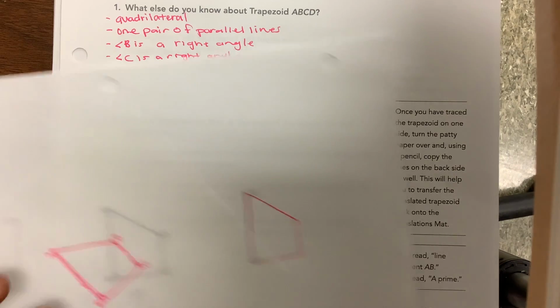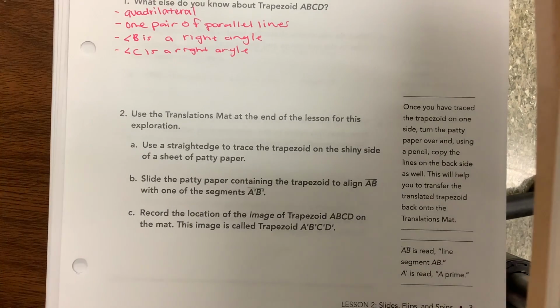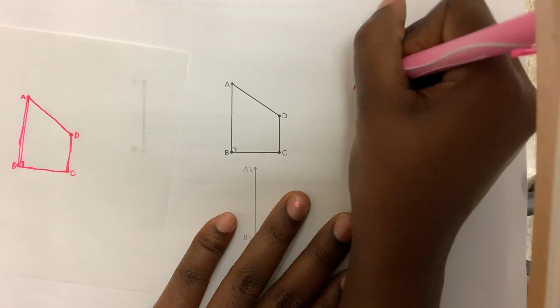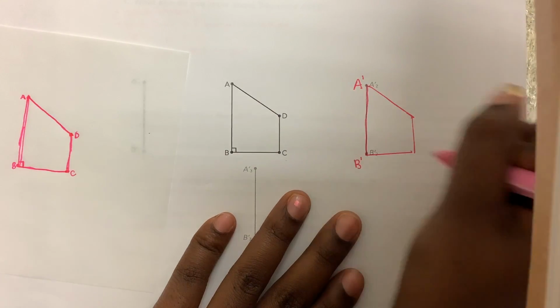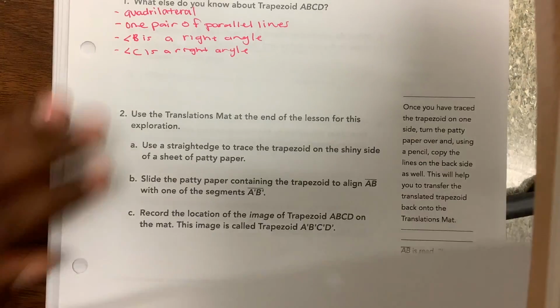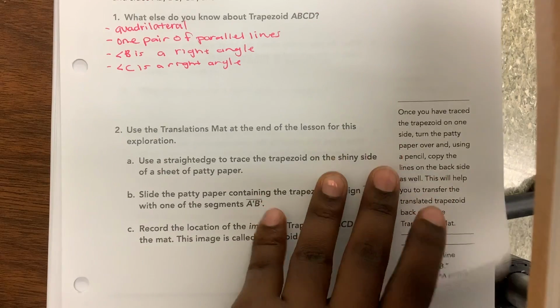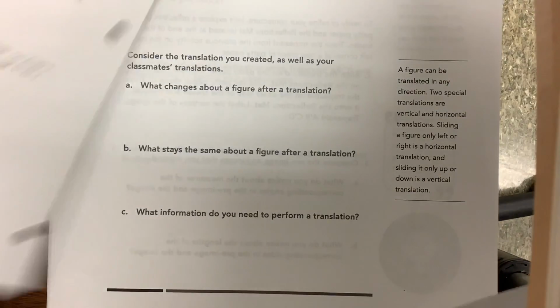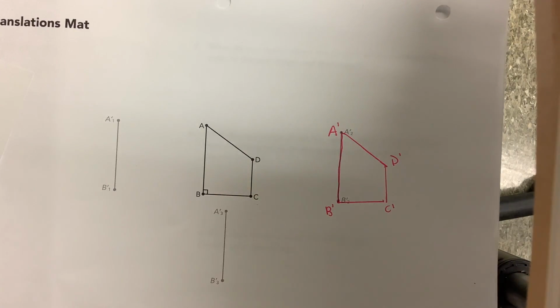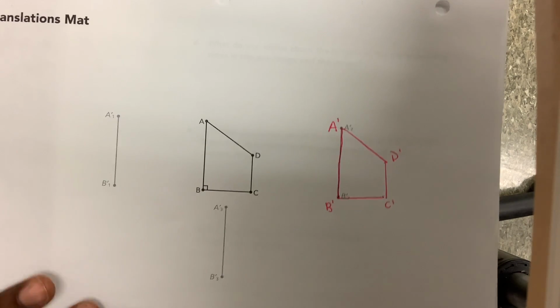The next thing it told us to do is to go ahead and record the location of the image of trapezoid ABCD on the mat. This image is called trapezoid A prime B prime C prime D prime. So I'm just going to label my angles A prime, B prime, C prime, and D prime. Okay. Going on the flip side of this paper, it says examine your pre-image and image. So this is going to be my pre-image and this will be my image.